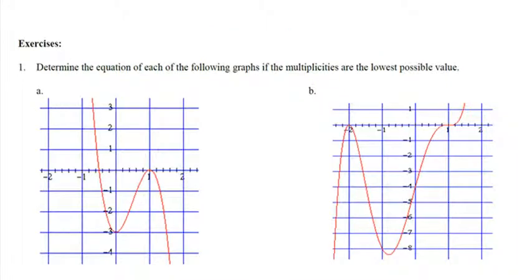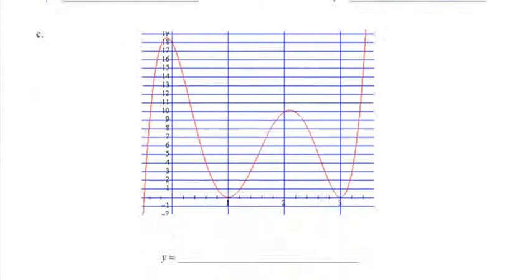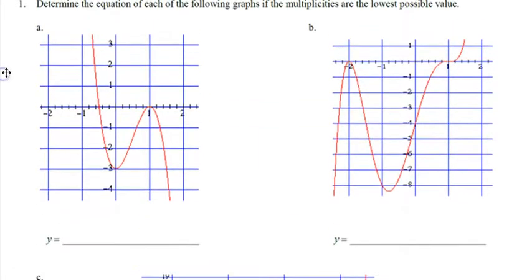And we roll. Determine the equations of each of the following graphs as the multiplicities are of lowest values. Wait, can you go back a minute? No. So watch the video and hear my voice.